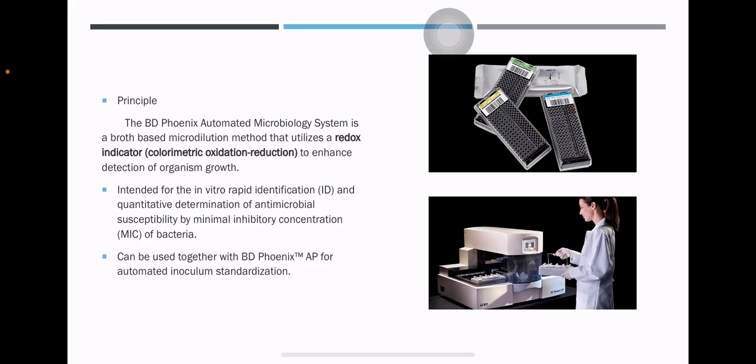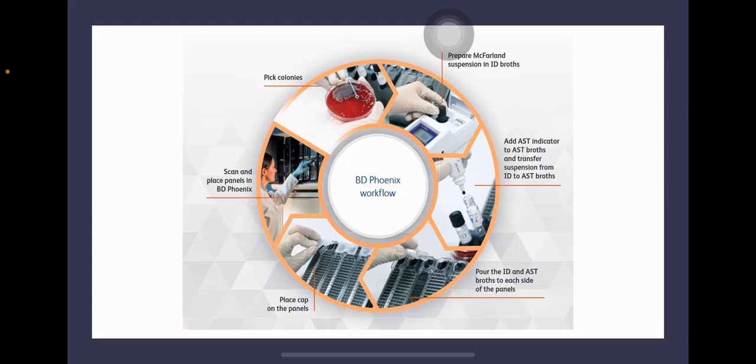Again, for the principle, let me just make it simpler for everyone. It uses a color-changing redox indicator to detect bacterial growth in broth microdilution wells. If there is a color change, it is equivalent to organism activity. To make it simpler, if there is a color change, then growth is detected. This is how you are going to perform it. This represents the BD Phoenix workflow.